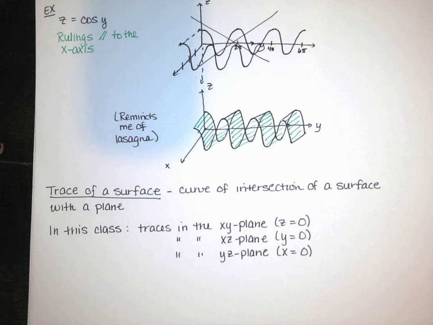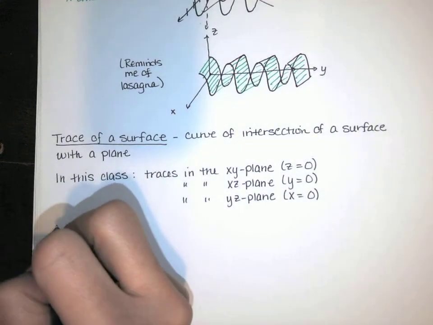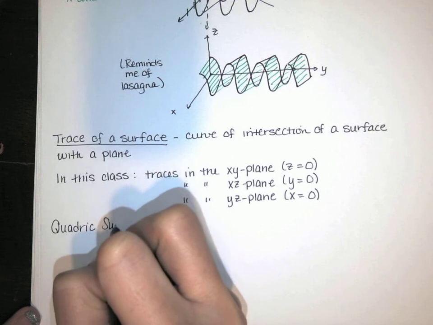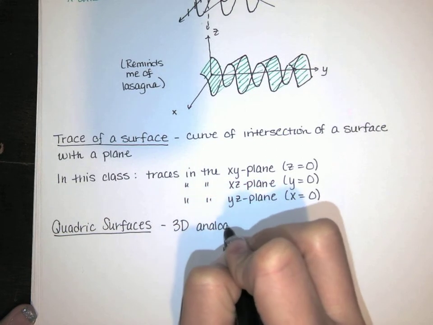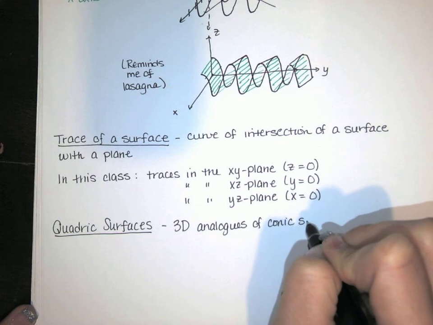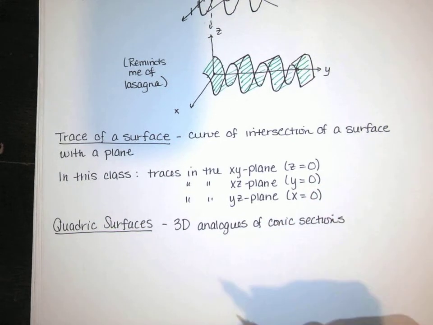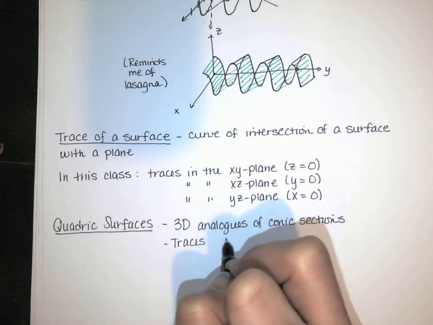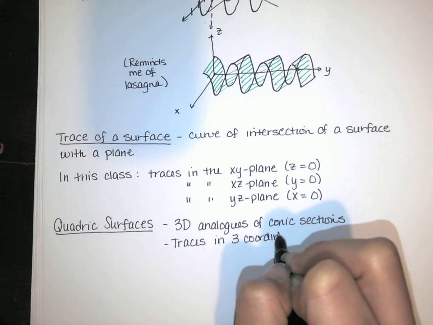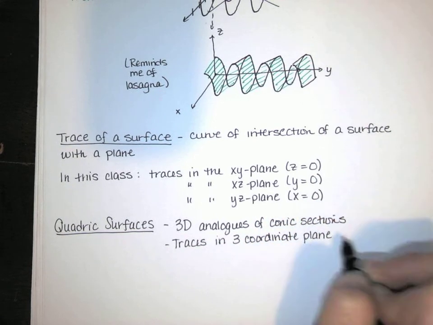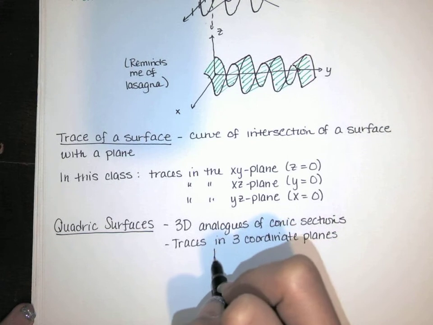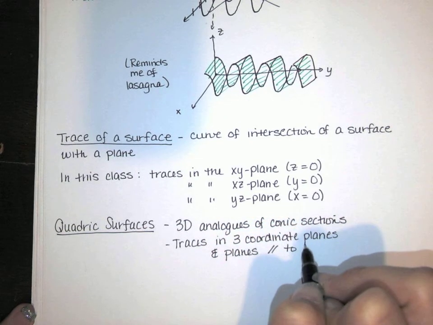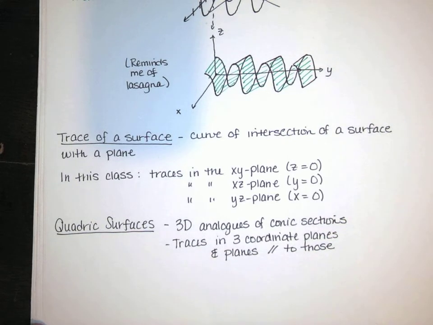We're going to use these traces to help us visualize these new surfaces that we're studying, which are called quadric surfaces. Now, quadric surfaces are the 3D analogs of conic sections. And their traces in the 3 coordinate planes and planes parallel to those. Z equals a constant, y equals a constant, or x equals a constant. Those traces all turn out to be conic sections.